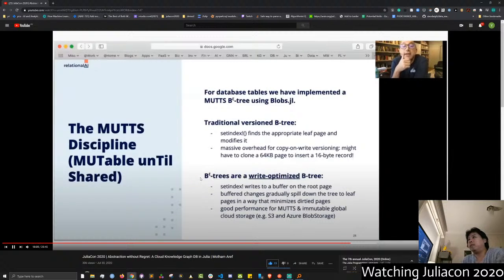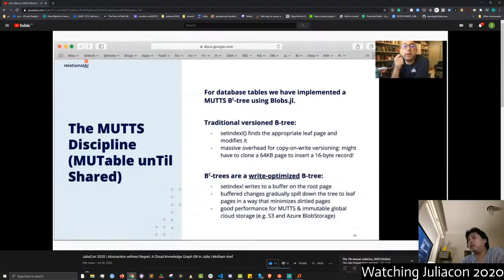In a traditional D tree, a setIndex or an update operation would navigate the tree to find the appropriate leaf node and update or insert the record there. This incurs massive overhead if you want to do copy and write versioning, because you might have to clone a 64 kilobyte page just to insert a 16-byte record or 8-byte record. Instead, we use a write-optimized variant of a D tree called the D-epsilon tree. In the D-epsilon tree, we make the tree a bit deeper, for example, twice as deep, and devote the space squeezed up in internal nodes to buffering changes.